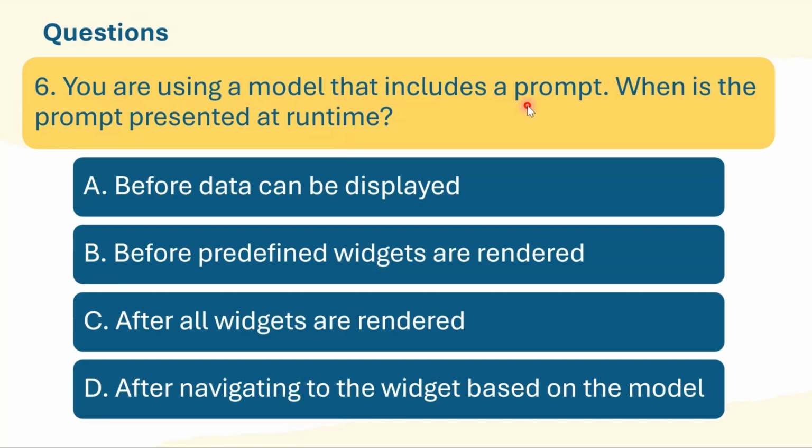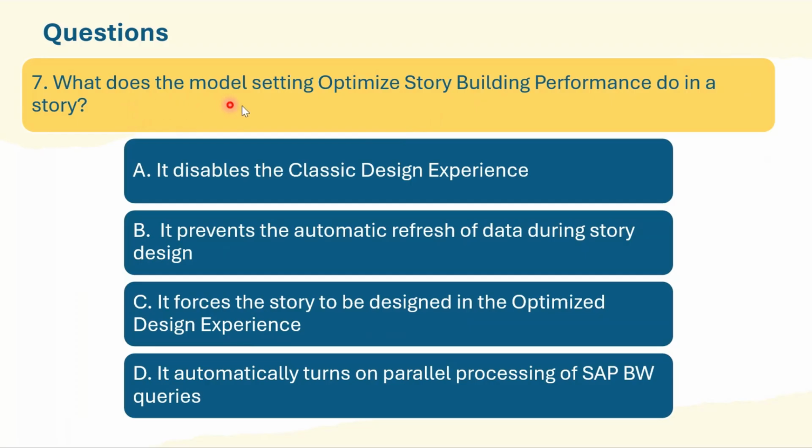You are using a model that includes a prompt. Prompt is nothing but a variable that we have defined during the session. So when is the prompt presented at runtime? So you can try this, creating a story based on a model which has a variable, and you can answer this question. What does the model setting optimize story building performance do in a story? So again, it has one correct answer from the below four options.